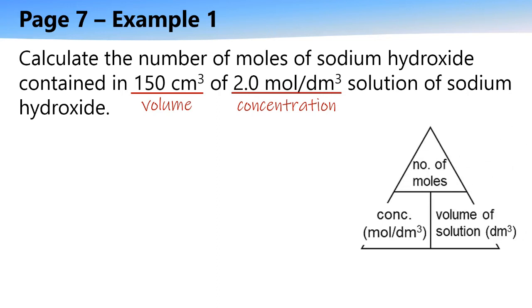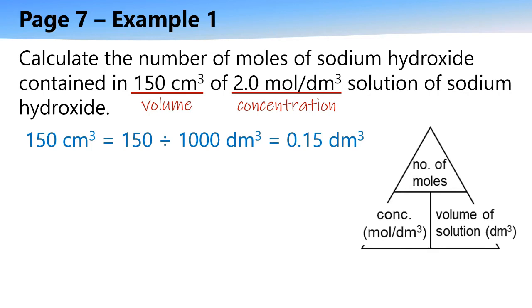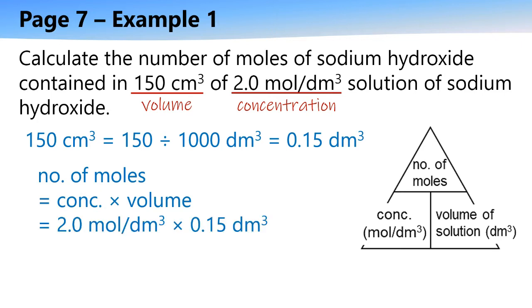So using the formula triangle, to calculate the number of moles would be the concentration multiplied by the volume of the solution. But before that, since the volume is in cm cube, I need to convert it to dm cube. So 150 cm cube, if you divide by 1000, you get 0.15 dm cube. So the number of moles would be the concentration multiplied by the volume, which is 2.0 multiplied by 0.15, and I'll get 0.3 moles. You may pause the video here to write down the workings.